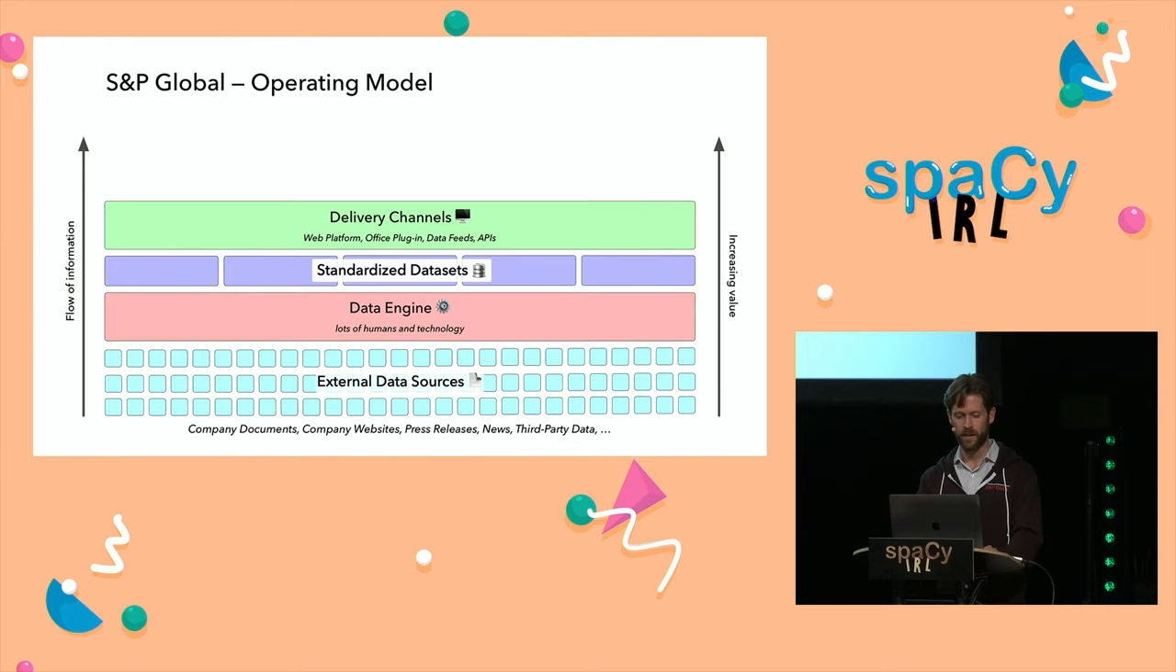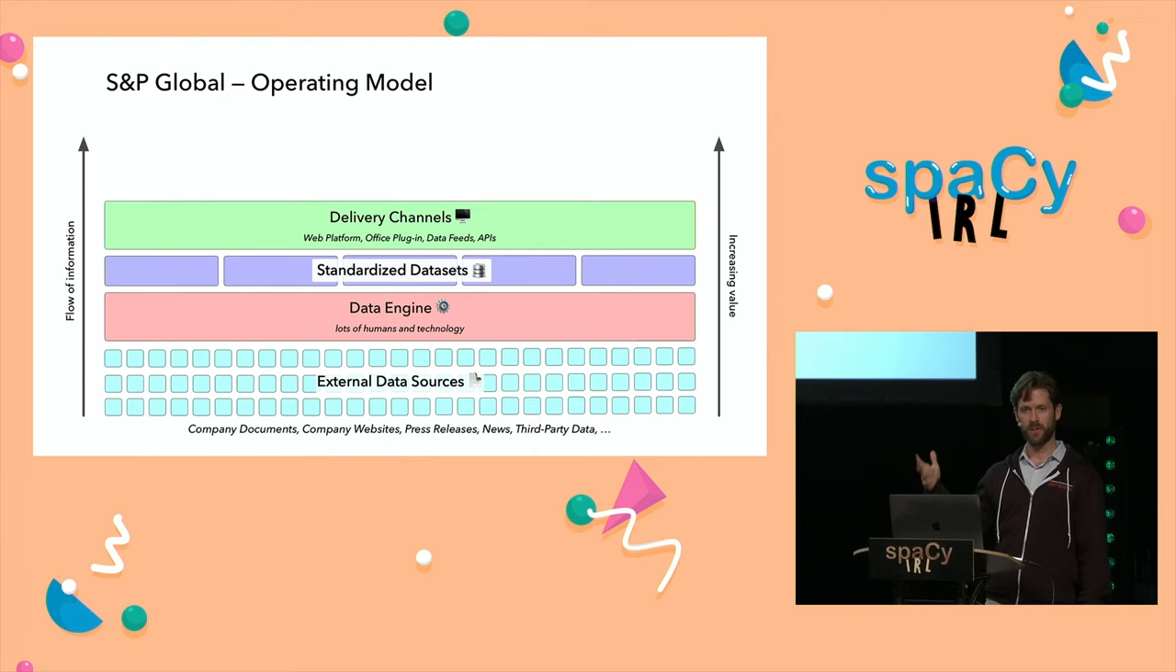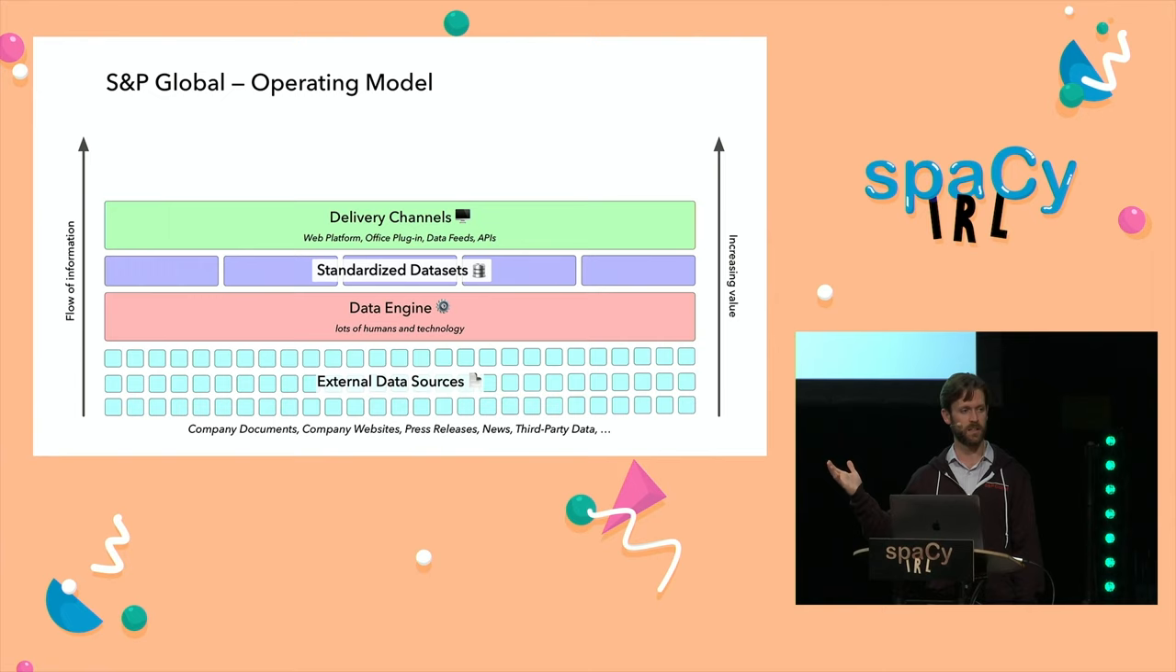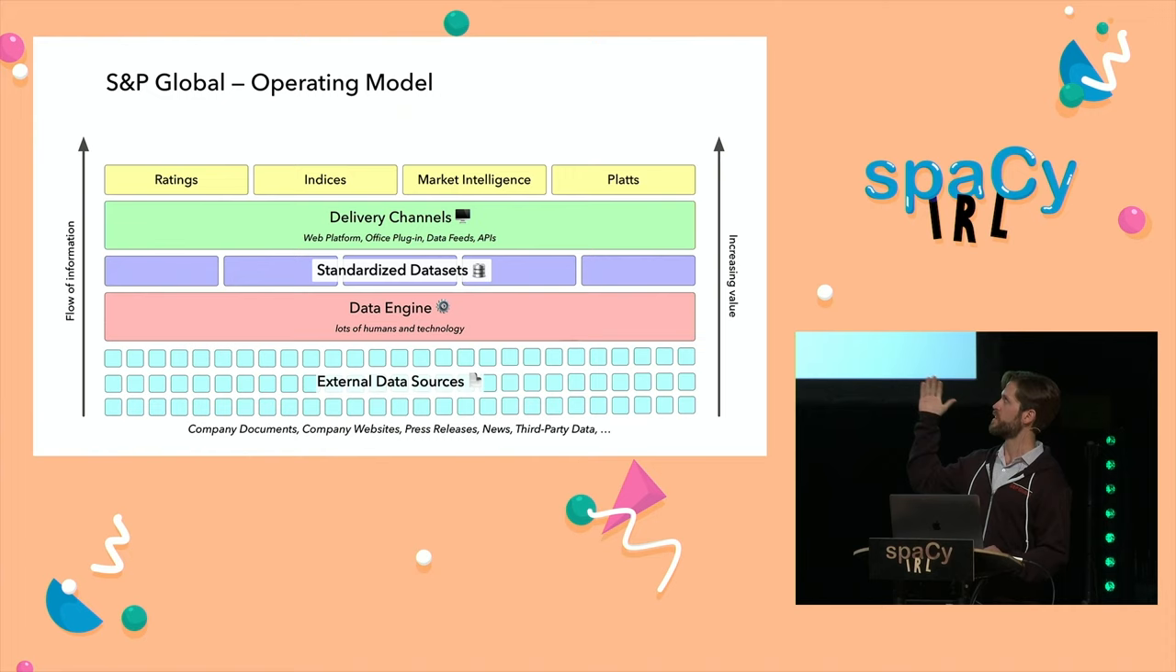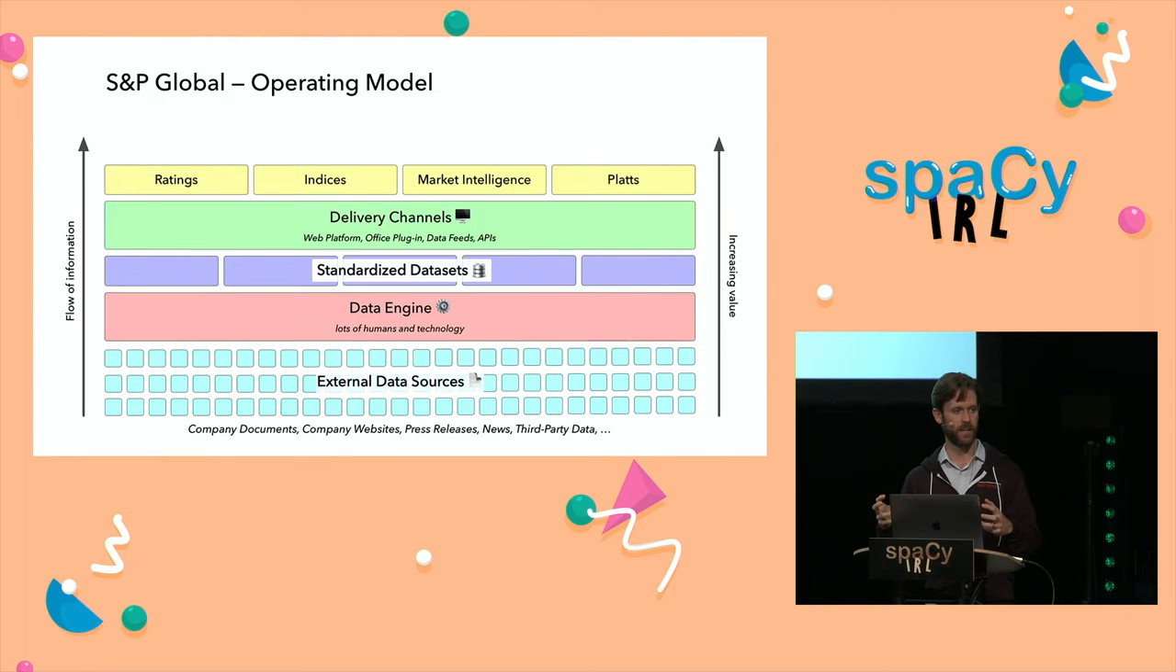On top of the standardized data sets, we've got common delivery channels. So we've got a web platform, a plugin for Office, for Excel analysts. You can dump our data straight into Microsoft Excel, or more of interest to data scientists and developers, you can get data feeds from us for bulk data access, or you can use APIs. And on top of that, I think about our different divisions as different storefronts that package these standard data sets and delivery channels into different types of products that our customers can buy and interact with.